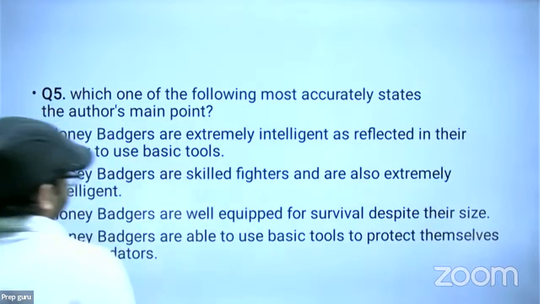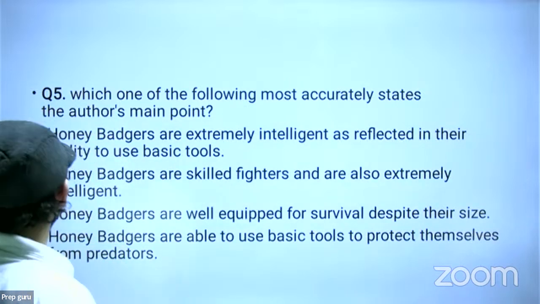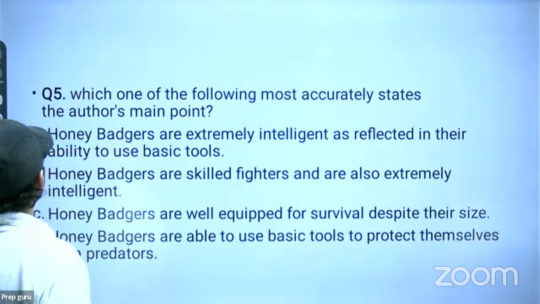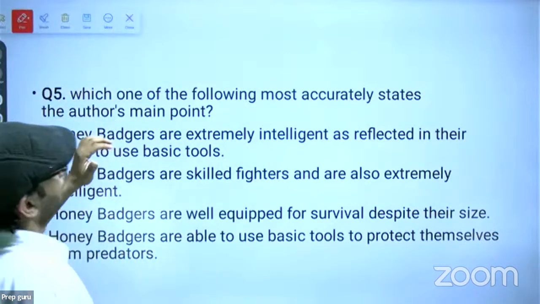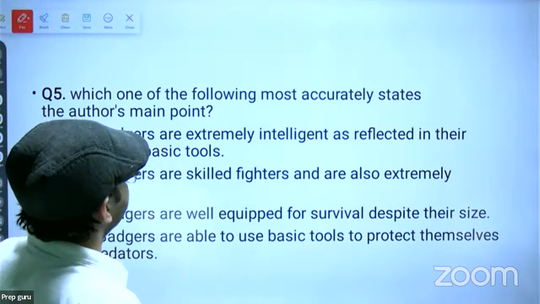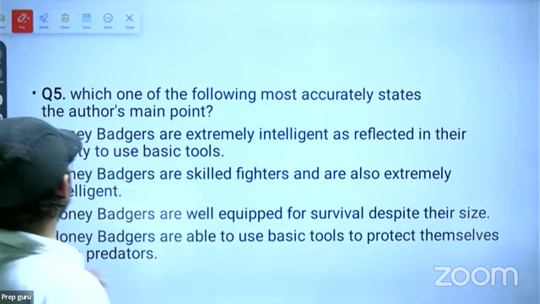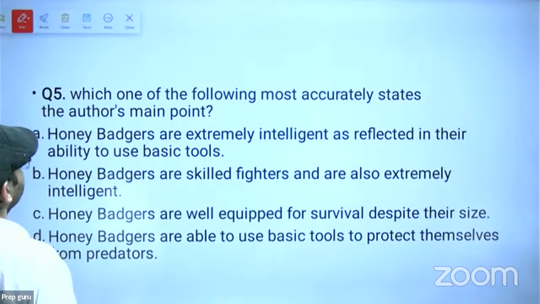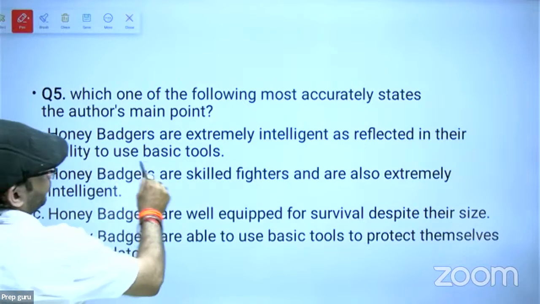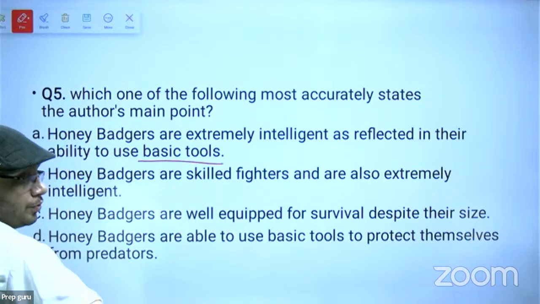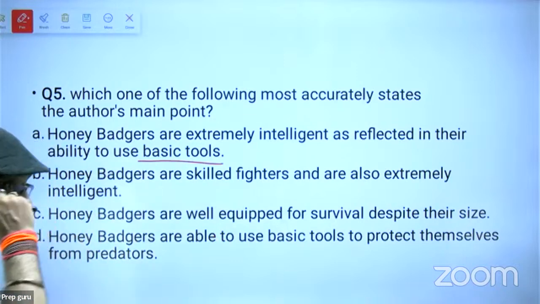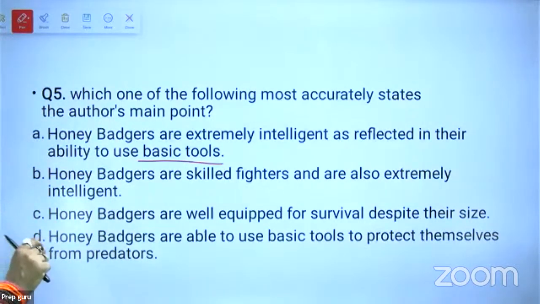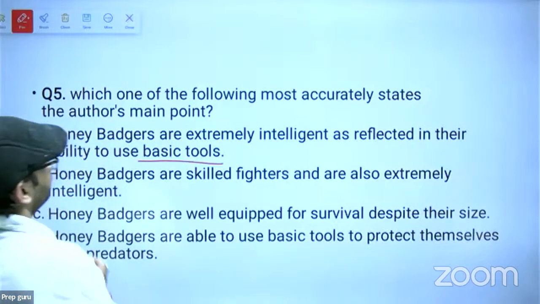Okay, let's see what could be the answer. A is saying honey badgers are extremely intelligent as reflected in their ability to use basic tools. Then I said basic tools was given only in the last portion. The first portion has no such element. And basic tools is what? Specific, right? Not in the majority.